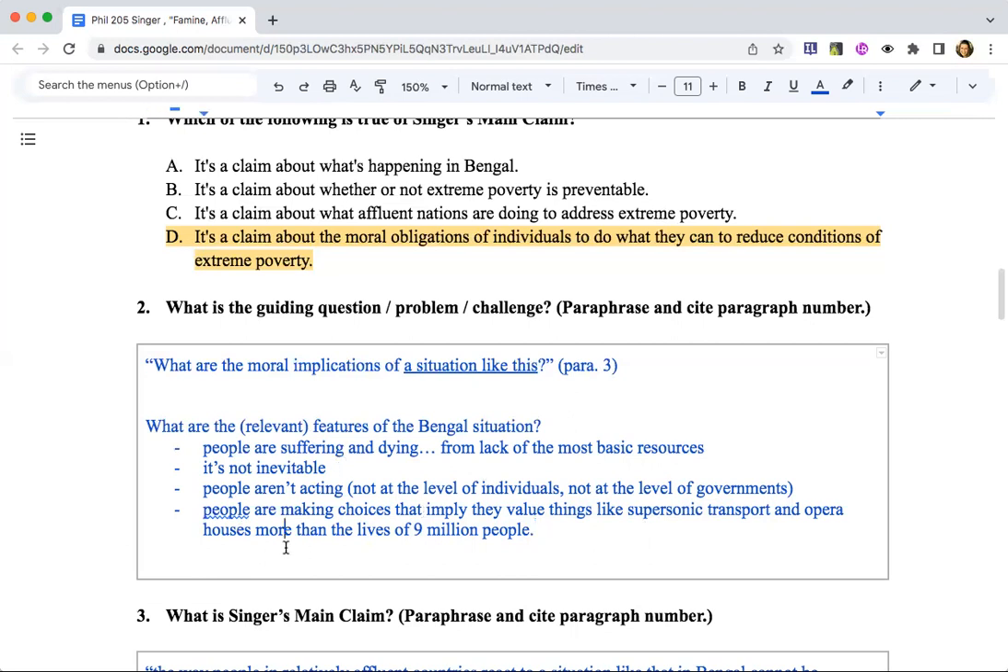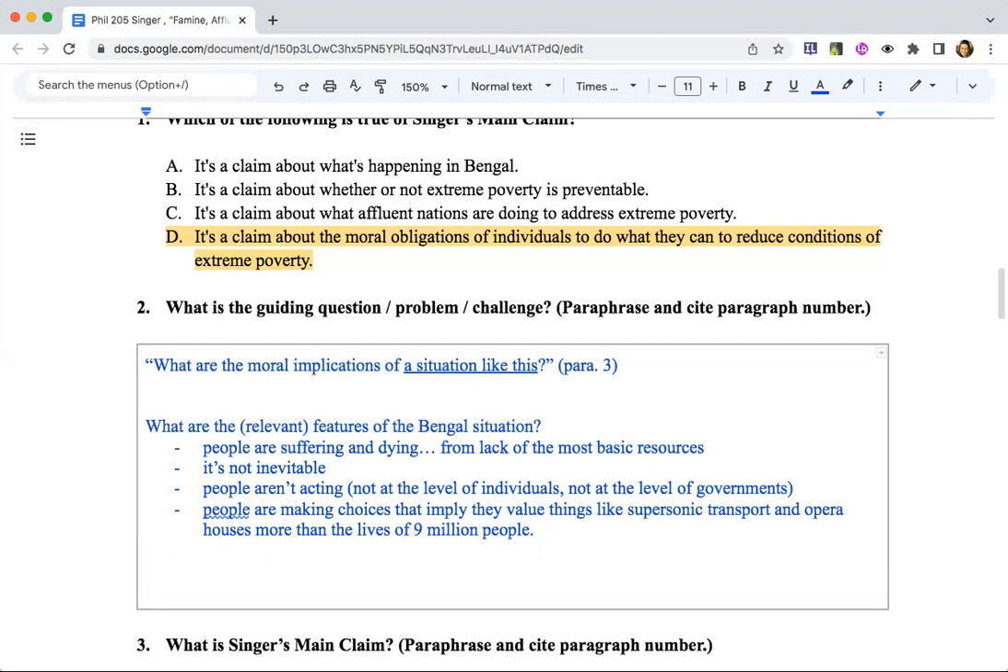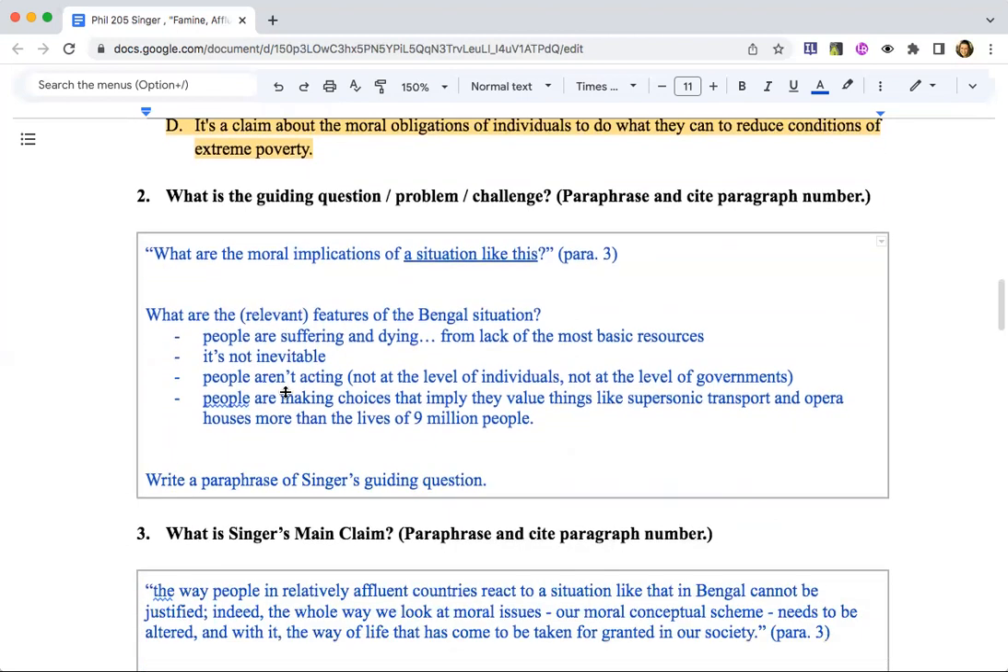How might we paraphrase the guiding question? What is Singer's guiding question? Write a paraphrase of your own and provide the citation, paragraph number 3. I'm not going to write mine here, but I'd like you to write one. It should be in your worksheet. Pause the video and do it before moving on.